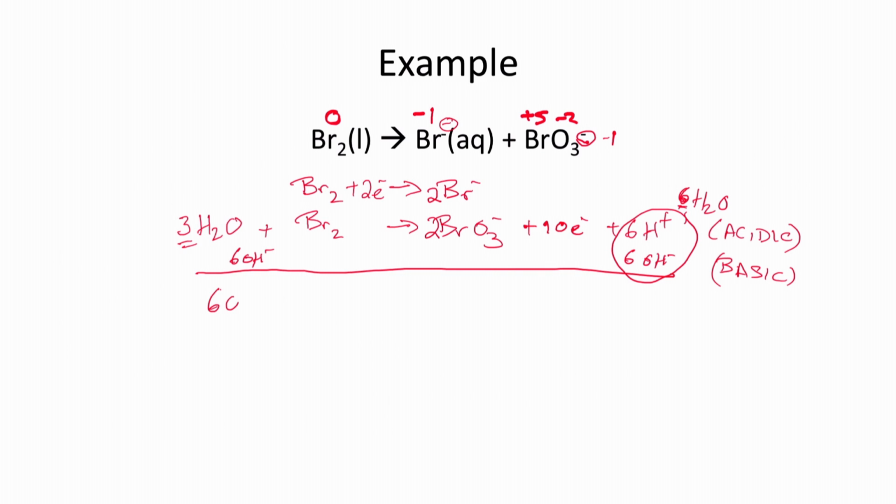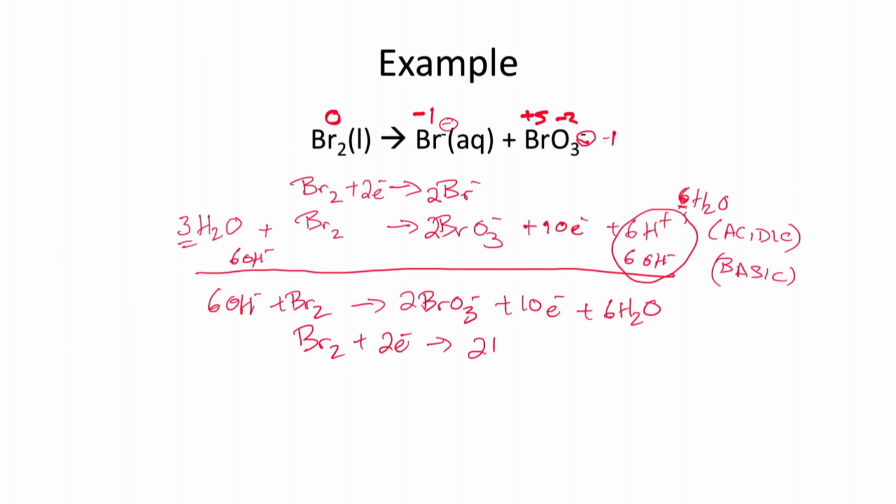So I still have 6 hydroxide ions here, plus Br2 yields 2 BrO3 minus, plus 10 electrons, plus 6 H2O. And I still have my other reaction, Br2 plus 2 electrons yields 2 Br minuses. Now the important thing is the charges have to balance. The number of electrons that I lose has to be the same as the number of electrons that I gain. So I have to multiply this by 5 so that I can lose 10 electrons in the first step and gain 10 electrons in the second step.